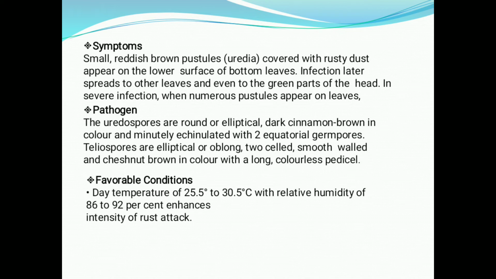Pathogen: the urediniospores are round or elliptical, dark cinnamon brown in color, minutely echinulate with two equatorial germ pores. Teliospores are elliptical or oblong, two-celled, smooth-walled, and chestnut brown in color, with a long colorless pedicel. Favorable condition: day temperature of 25.5 to 30.5 degrees Celsius with a relative humidity of 86 to 92% enhances the intensity of the rust attack.